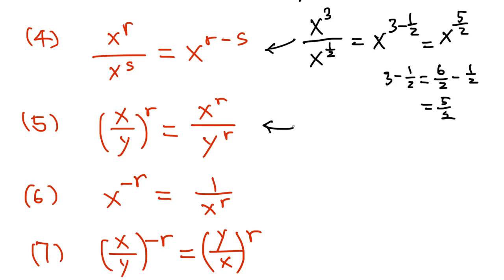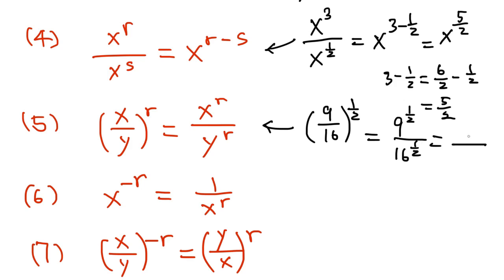Okay, now I want to show you another example using property 5. Let me show you a numerical example this time. What if we have 9/16 raised to the power of 1/2? You can compute this by separating the exponents, top and bottom. It's 9 to the 1/2, which is the square root of 9, which is 3. And 16 to the 1/2 is the square root of 16, which is 4.